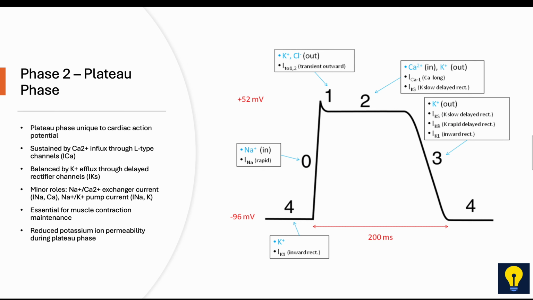The potassium ions travel through slow delayed rectifier potassium channels. Now there are some minor roles during phase 2 which are played by the sodium calcium exchanger current and the sodium-potassium pump current. This phase is crucial for sustaining muscle contraction. During the plateau phase, there's a reduction in potassium ion permeability.